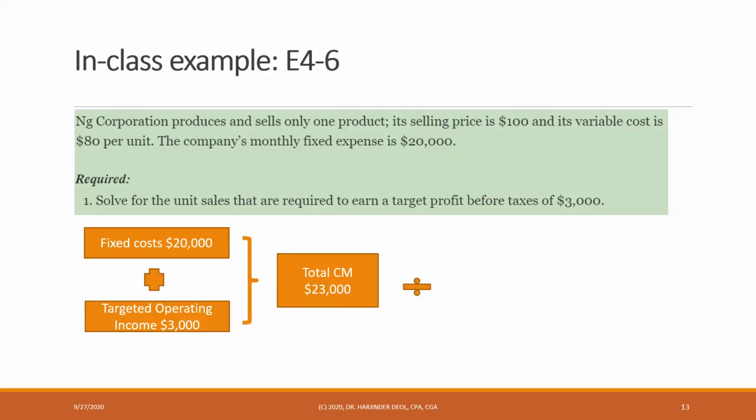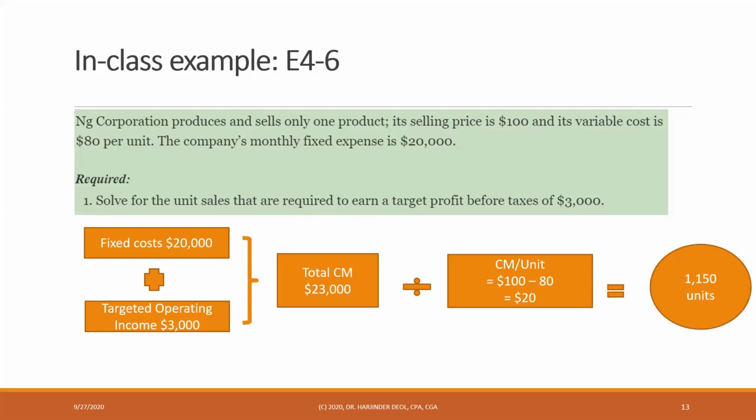So if we take our total contribution margin and divide that by your contribution margin per unit, which in this case is $20, and that $20 is the selling price of $100 minus our variable cost of $80. So your contribution margin per unit is $20. So your total contribution margin of $23,000 is divided by $20. That gives us 1,150 units to be sold in order for the company to achieve the targeted profit of $3,000 before taxes.